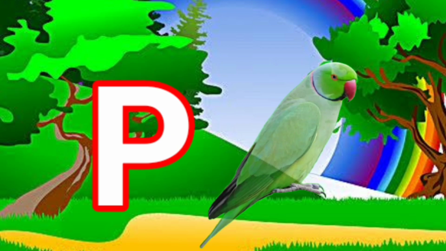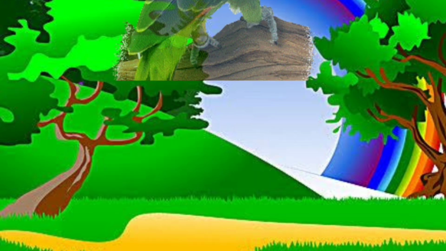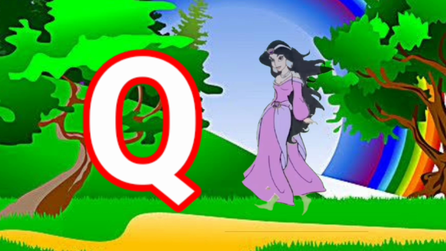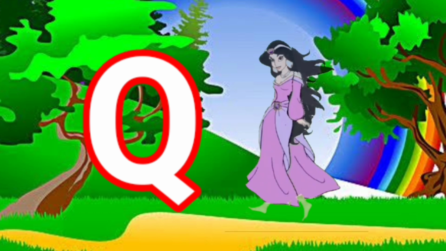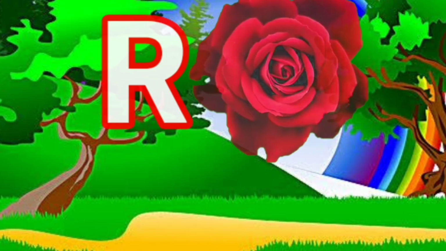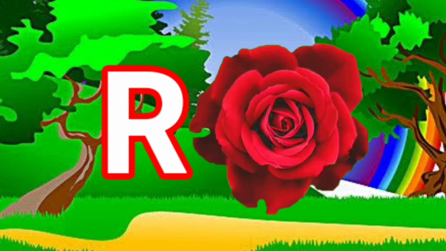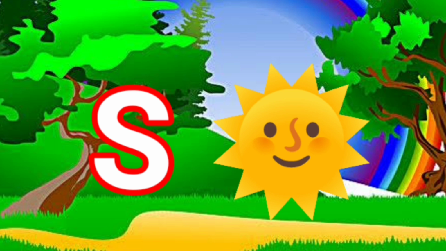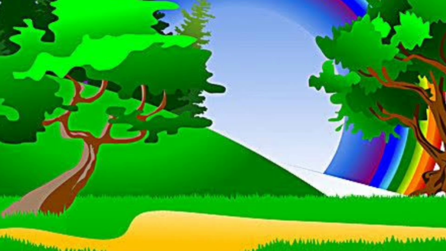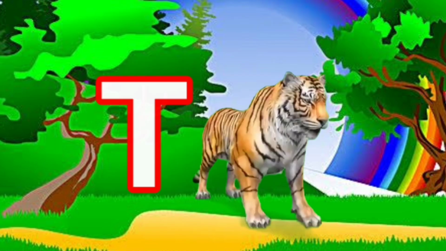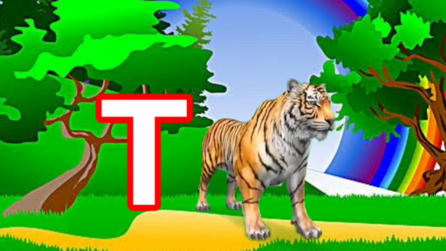P for parrot. Q for queen. R for rose. S for sun. T for tiger.